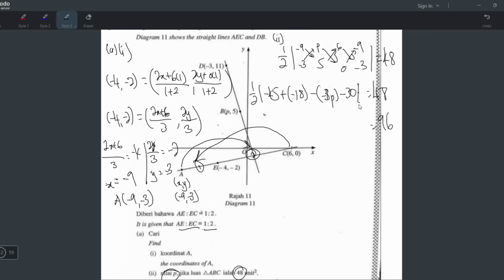Okay. And then dekat sini left with modulus. Okay. Yang ni dengan yang ni dengan yang ni boleh buat. So let's tekan. Negative 45 minus 18 minus 30. Alright, my calculator give me negative 93. Negative 93. Okay. And then you left with the minus 3p, which is positive 3p.